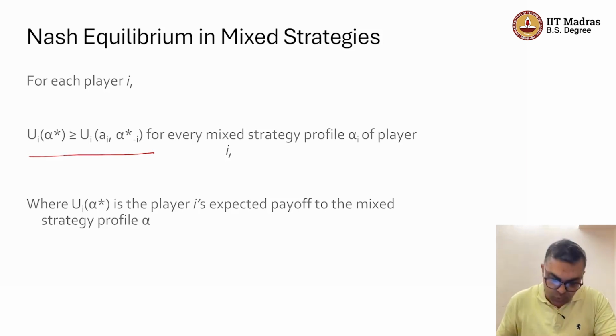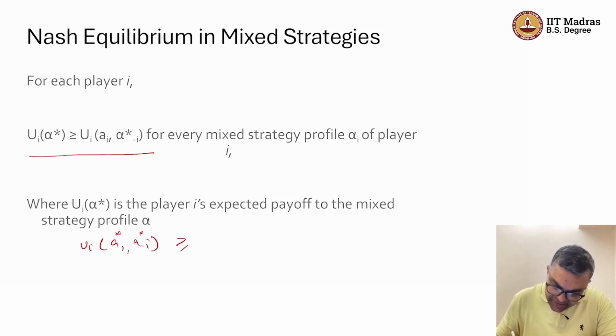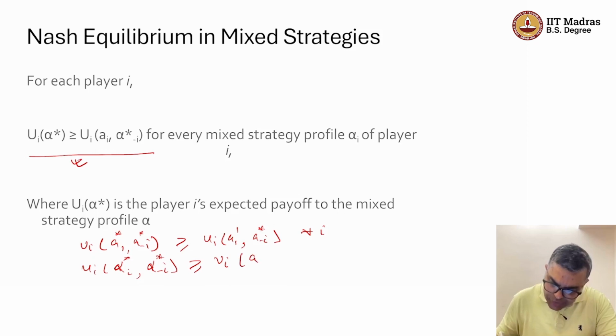Only one thing worth noting is that typically when we talk about pure strategy, we say that alpha I star should be doing at least as well as any other pure strategy, and this is true for all I. But when we are talking about mixed strategy, we are not saying that alpha I star should be doing as well as any other mixed strategy, only any other pure strategy. This is mixed, but this is pure.